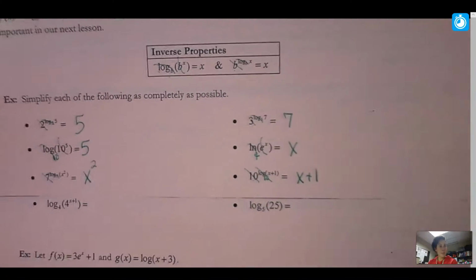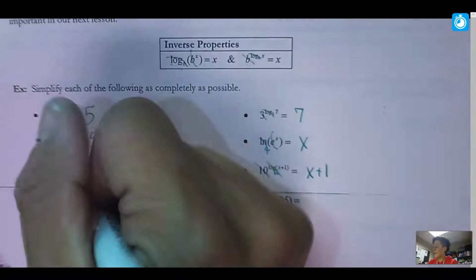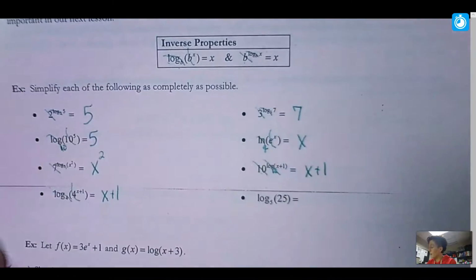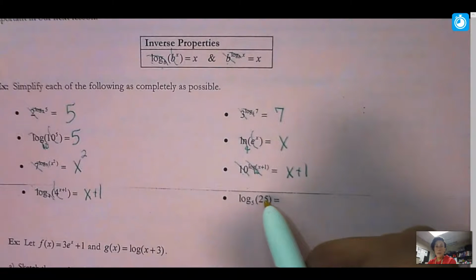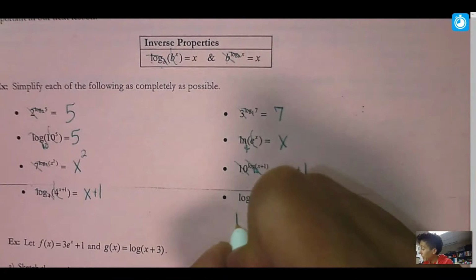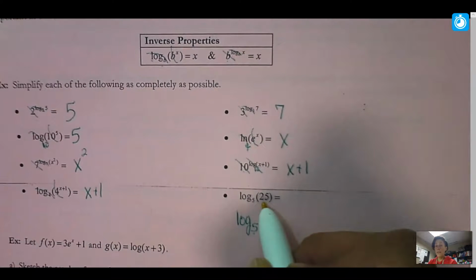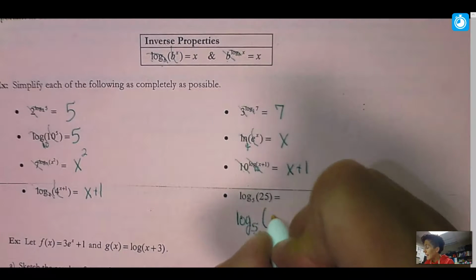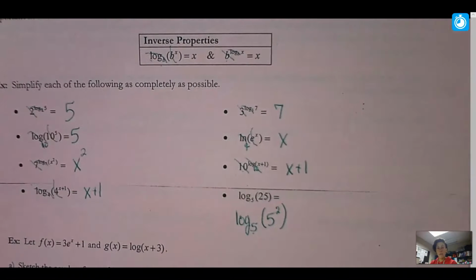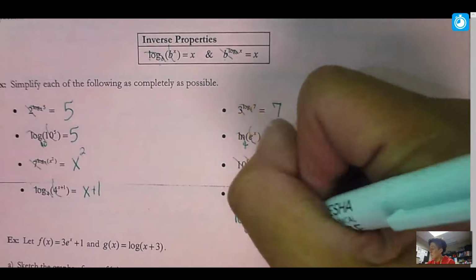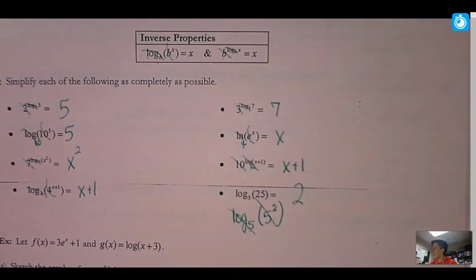Hopefully you're seeing this quick pattern. Base of 4, base of 4. So what's left? x plus 1. Now this one, there is no exponent, so what I'm going to do is change. Since this is a base of 5, I'm going to change 25 into a base of 5. And I can make 25 into 5 by writing it as 5 squared. So when I'm done, base of 5 and base of 5 cancel each other out, and I get 2.